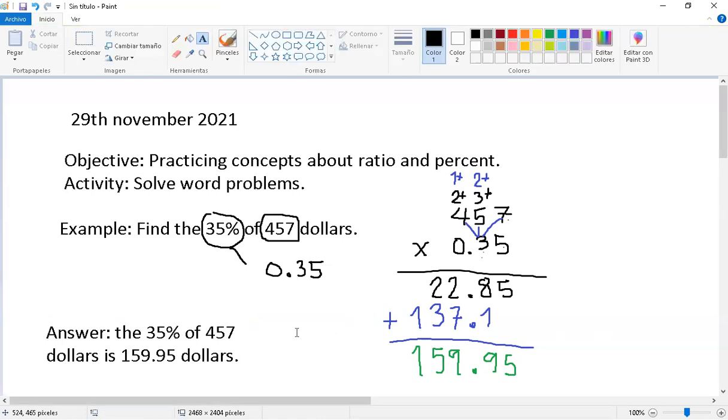So far, so good? Excellent. We're going to do now another problem. This is just as an example to understand how to find the percent in a value. Kids, I'm going to give you some time to complete it.